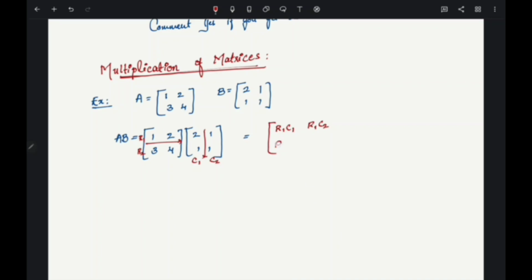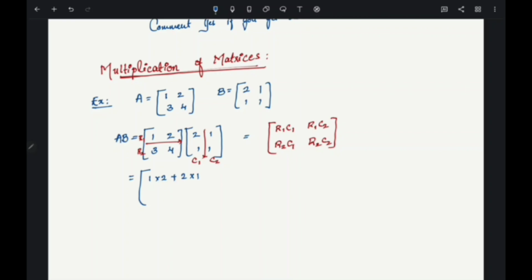In a similar manner, row 2 with C1 and row 2 with C2. So this is how we are getting the matrix multiplication. So let's understand how matrix multiplication looks like. How to multiply row 1 with C1? Just take the row 1 elements and multiply the corresponding elements, and then add them. So 1 into 2 I will be writing as it is, plus next you will be having 2 into 1. So this is how we will be multiplying row 1 into C1.